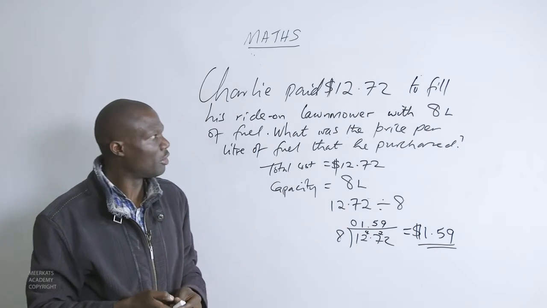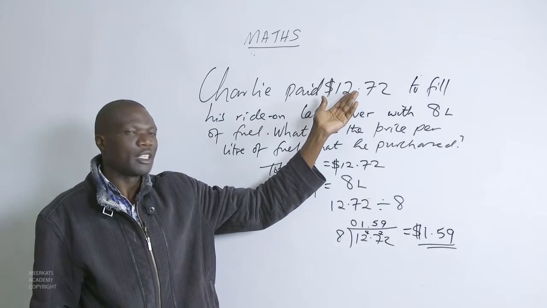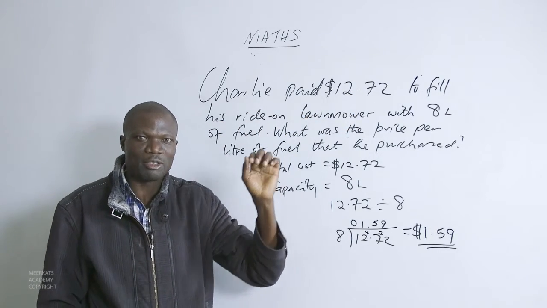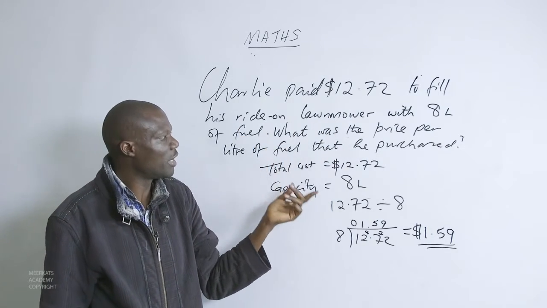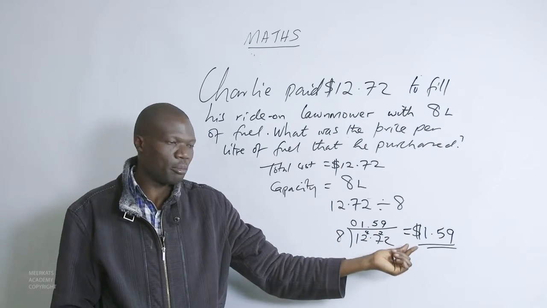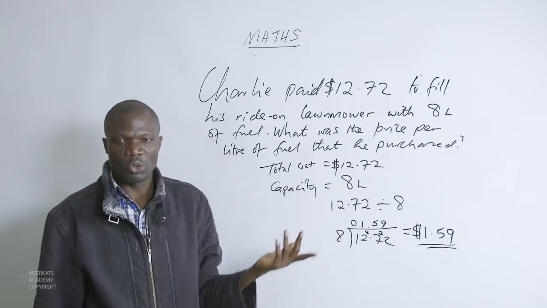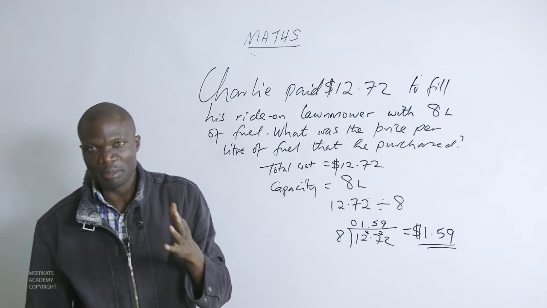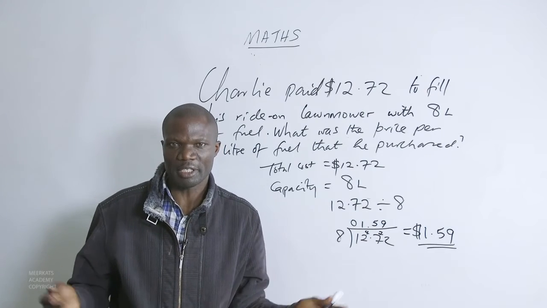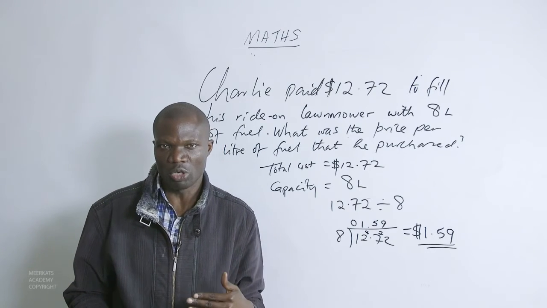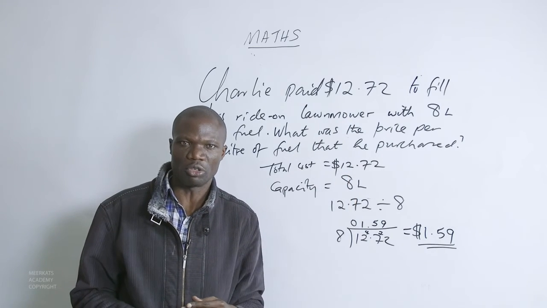So for Charlie, who spent $12.72 to fill his ride-on lawnmower with 8 liters of fuel, he had spent $1.59 per liter. So we find that in most cases, decimals are used in many areas in applications, but we should be able to know the best way to approach it using the various steps that we have gone through.